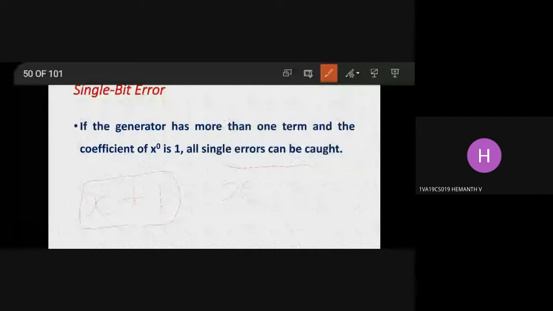That means if any single error is present in the data sent over the transmission link and received at the receiver side, and you apply the cyclic code, where you perform the division operation, while dividing, if you choose the divisor with more than one term and the coefficient of x power of 0 is 1, then all single errors can be caught. That is what it says.